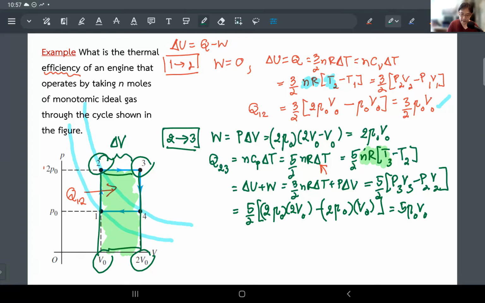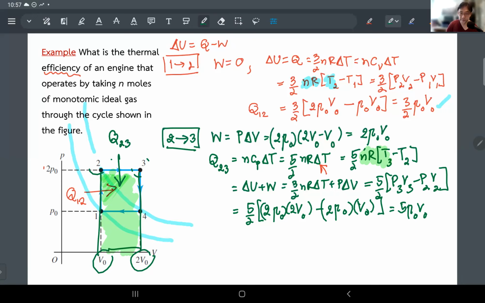So what does it mean? It means during this process, so let me erase those things out. Get rid of these. It's saying that during this process, the heat flows into the system as well. It's positive heat.